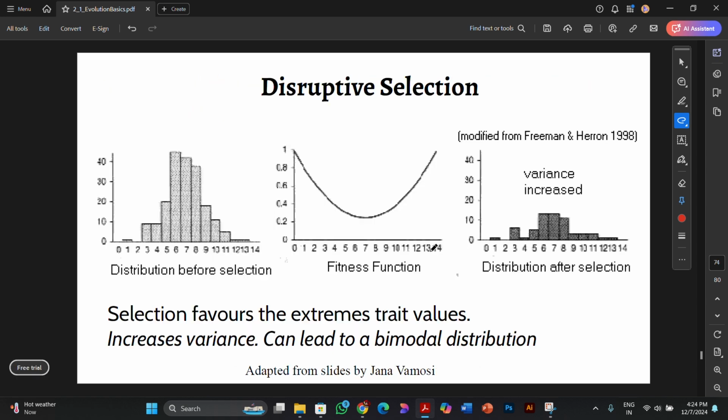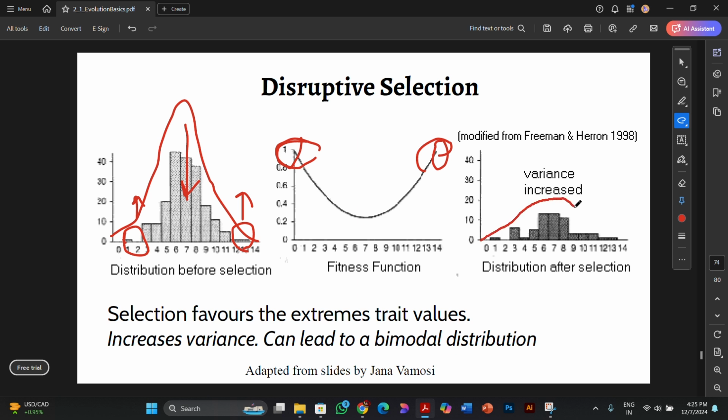Now we come to disruptive selection. So the lowest extreme state and the highest extreme state are preferred here. Here the frequency is less, here the frequency is less, but as these are preferred, the pressure is this side, pressure is this side, and pressure is that way. So if it was like this, it becomes like this. So here we can say there is a probability to increase the range, but it may not also.